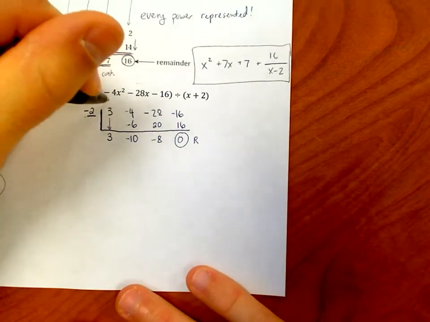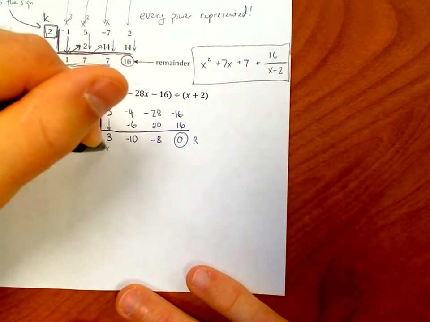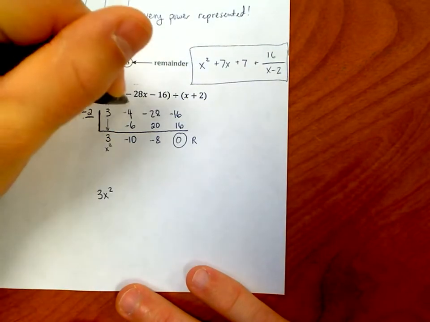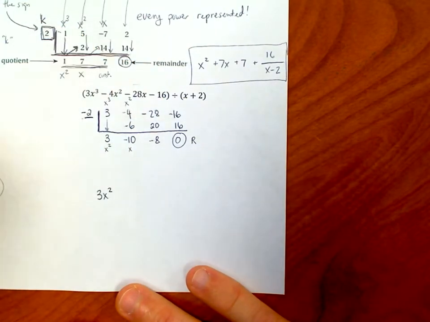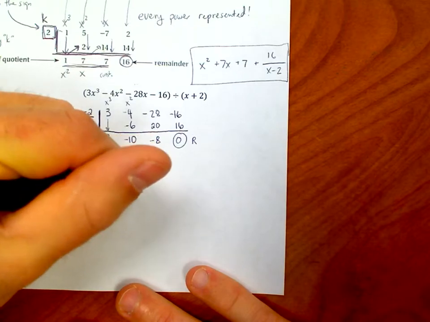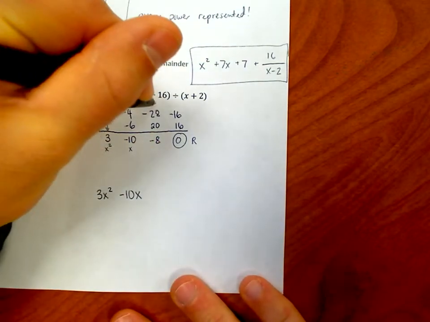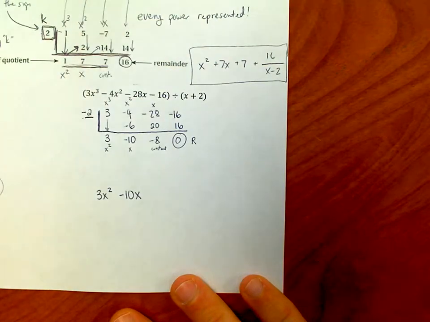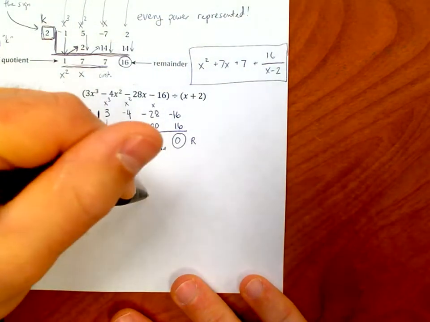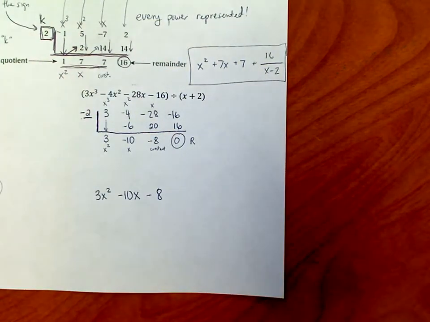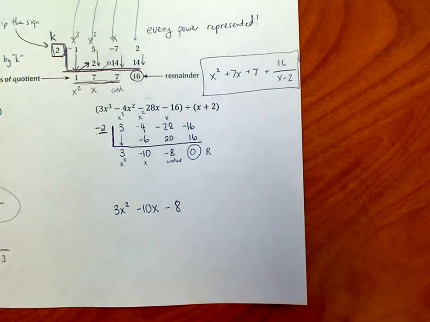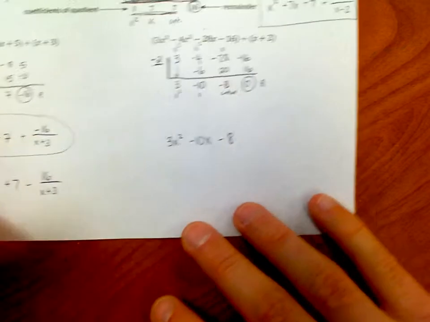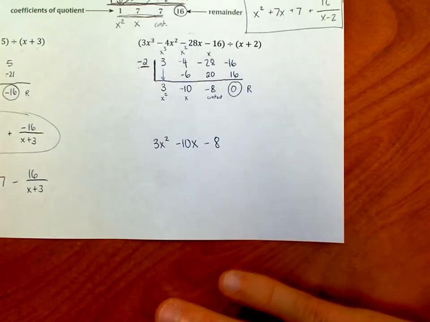So, if these are my x cubes, that means these are my x squareds. I have 3x squareds in my answer. If these are my x squareds, that means these are my x's. So I have -10 x's. If these are my x's, that means these are my constants. This is the no x at all, right? And so, -8. I don't have a remainder, which is awesome because on every other problem we've had a fraction at the end. This one doesn't have a fraction. It's +0 over something. So, I mean, why write it?